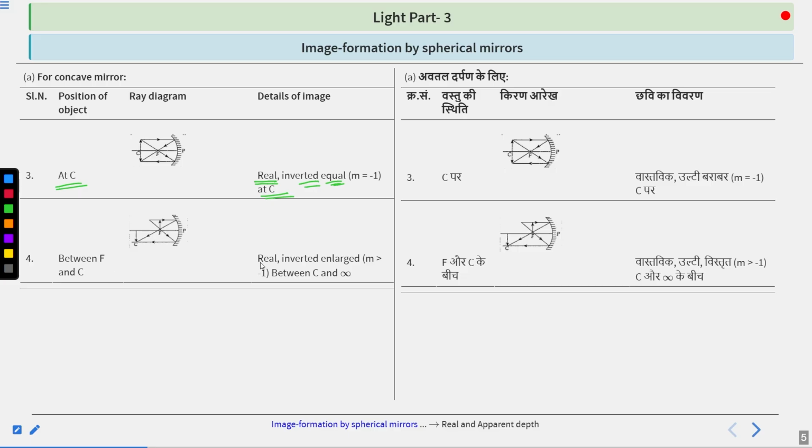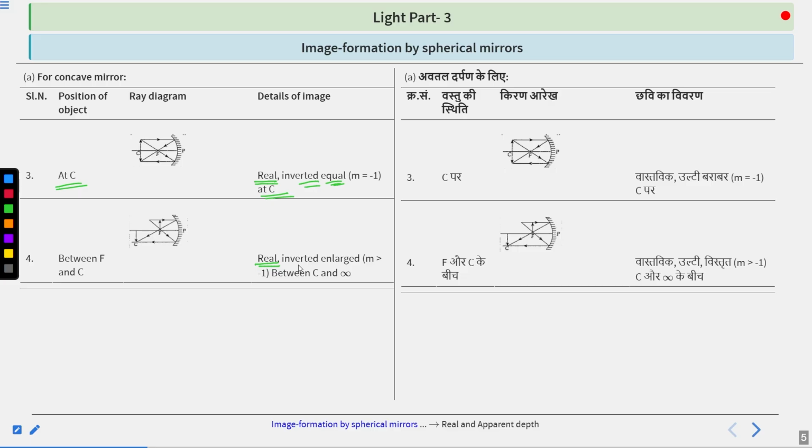First, a real image. Why? Before the screen, not beyond the screen. That is the mantra I'm repeating again so that your concept is clear. If the image is forming before the mirror, it is always real. If the image is forming beyond the mirror, it is always virtual.